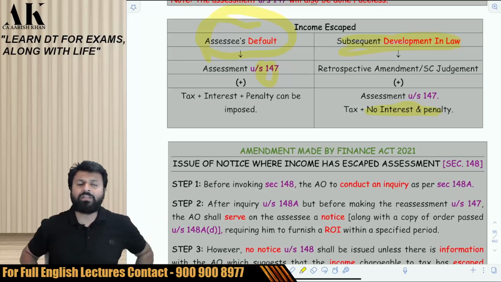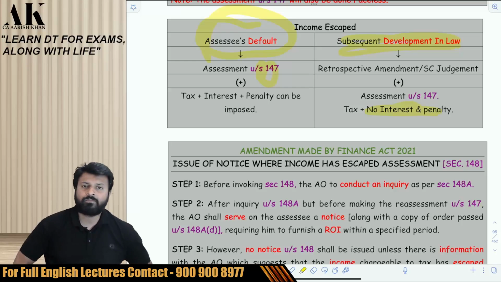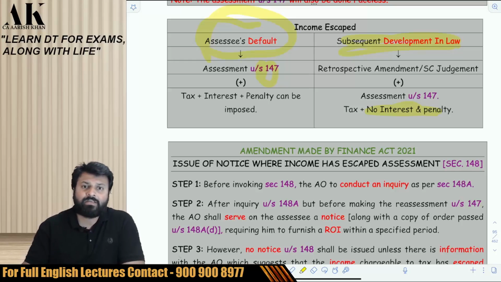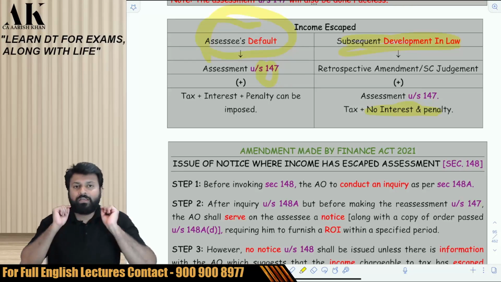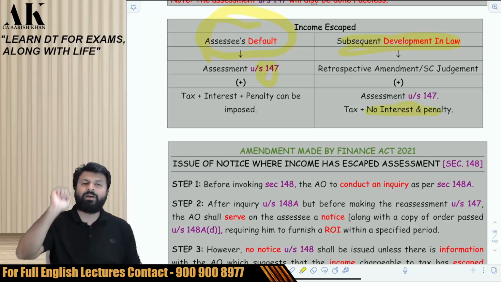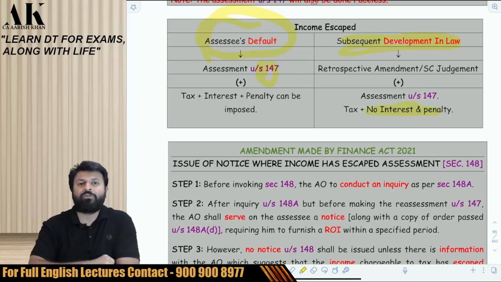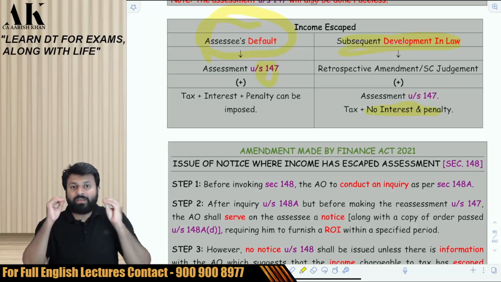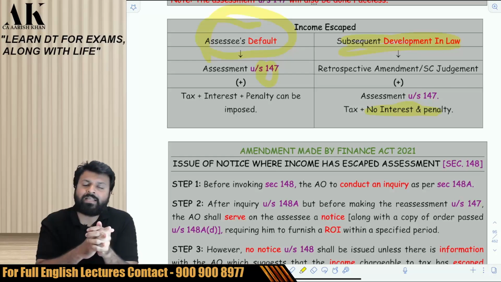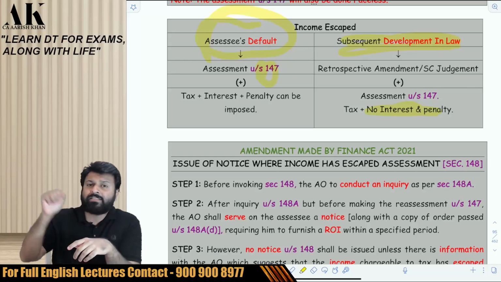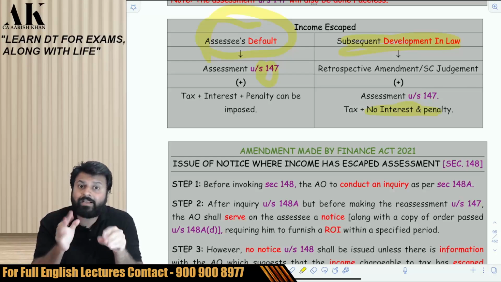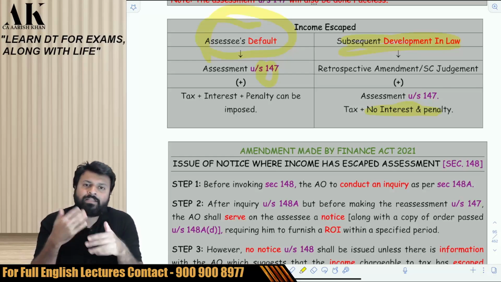Now for 147 to be applied, there is a procedure which has to be followed. What is the procedure? You have to follow 148, 148A, 149, 150, etc. So what is 148? 148 talks about serving a notice on the assessee, requiring him to file an ITR. Let us try to understand this entire process. The AO sends a notice to the assessee telling him to file ITR under 148 for, say, AY 1718, AY 1617, AY 1819. So the assessee is liable to file what? ITR. Once the assessee has filed the ITR, the AO will start the assessment.